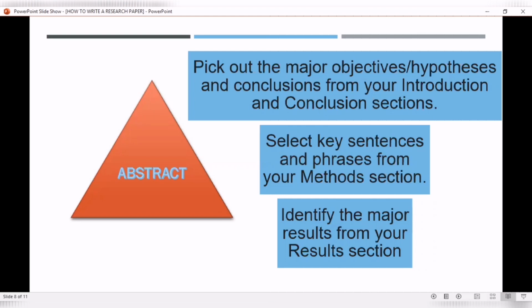So it is more appropriate to add your key sentence or keywords and the phrases from your method section also, and also discuss your major result from your result section. So your abstract must include these points: objective, hypothesis, some parts from your conclusion section, some part from your methodology section, methods, material and method section, and some part from your result section.